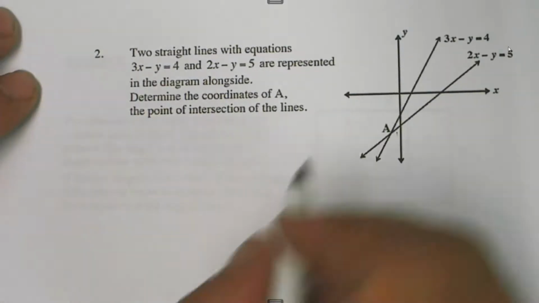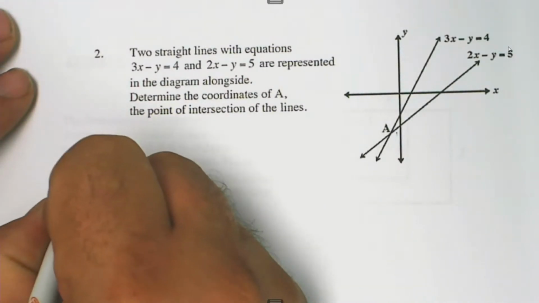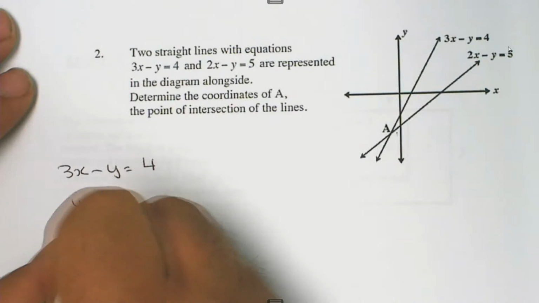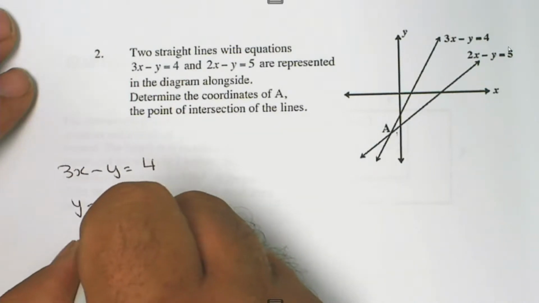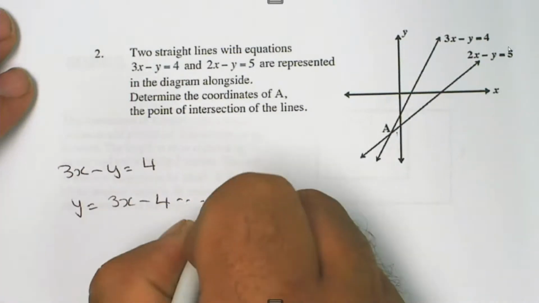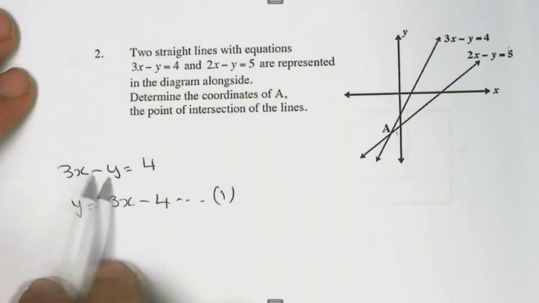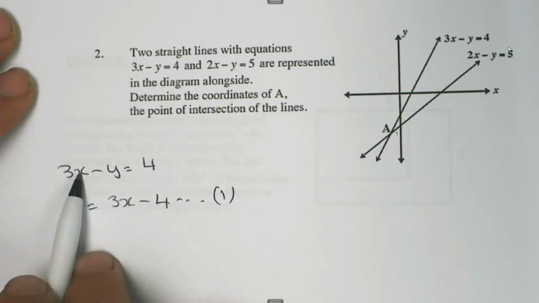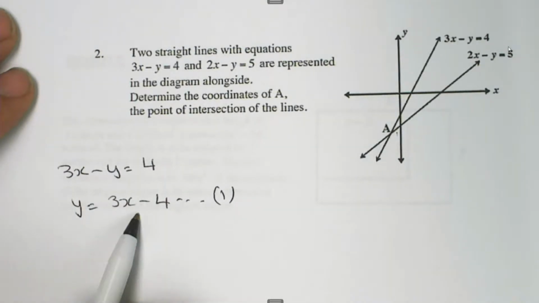So in this case, 3x minus y is equal to 4. Take y across. So y is equal to, take that 4 across, 3x minus 4, equation 1. I made y the subject of the formula. I took the negative y across, it became plus y. I took the 4 across, it became negative 4. So y is equal to 3x minus 4.